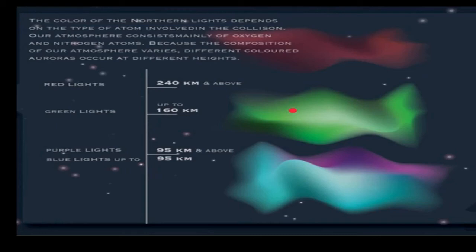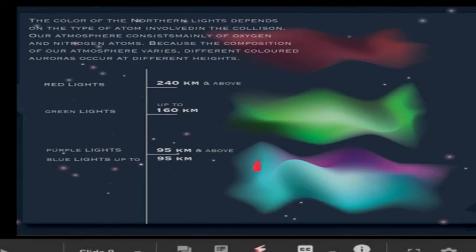Usually if the collision is happening 240 kilometers above the surface of the Earth, we get red. Up to 160, we get green. Purple, we get at 95 and above, and then blue, usually up to 95. So you definitely see more of these blues and purples when you watch videos online, because a lot of the collisions that allow us to see the light are going to be in those lower regions.